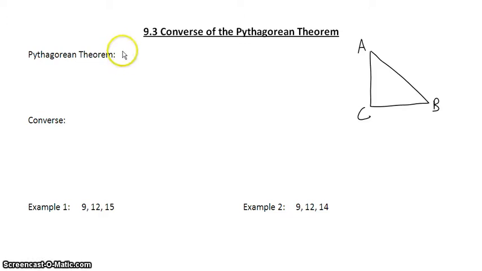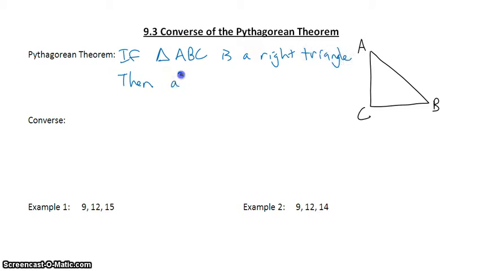The Pythagorean Theorem is an if-then statement. If you recall from last section, the if part is: if triangle ABC is a right triangle, then a squared plus b squared equals c squared. Here's our right angle. Opposite the right angle is our hypotenuse. Opposite of vertex A is side a. Opposite of vertex B is side b.